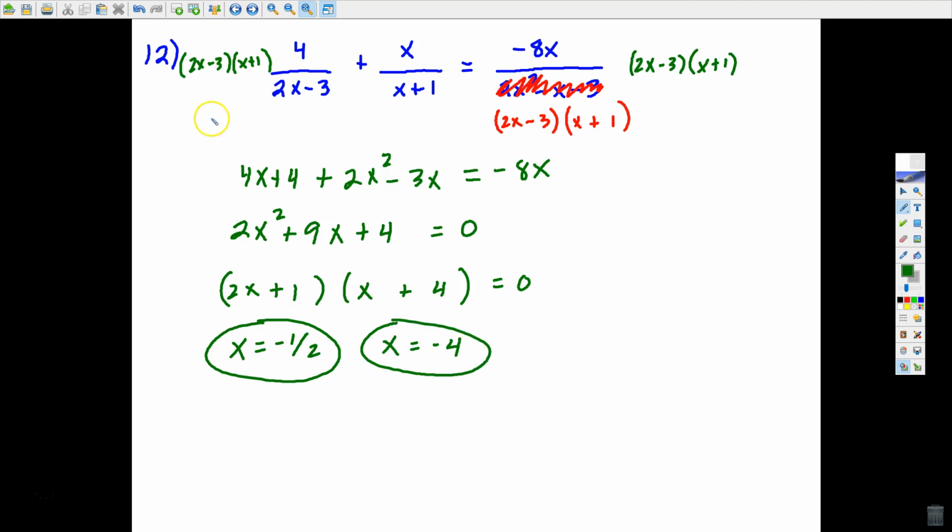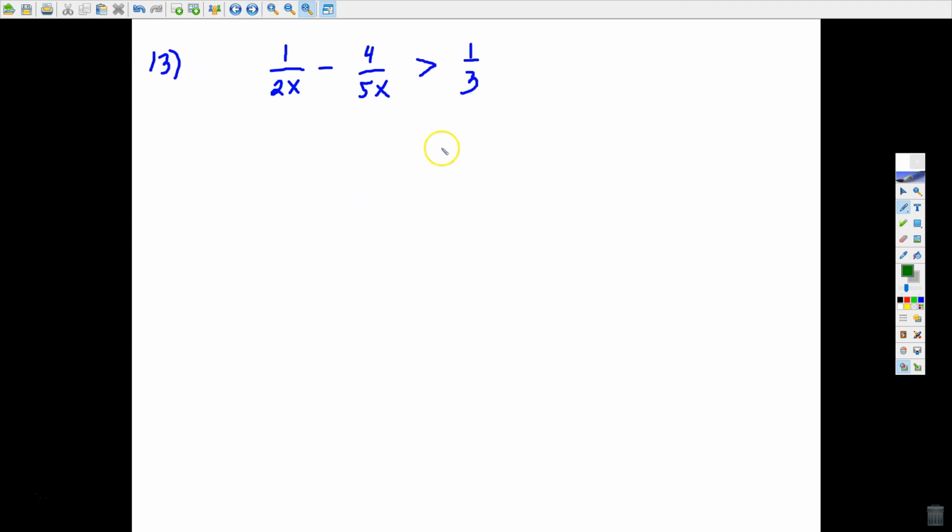That's your answer for number 12. Okay, moving on to number 13. This is a rational inequality.